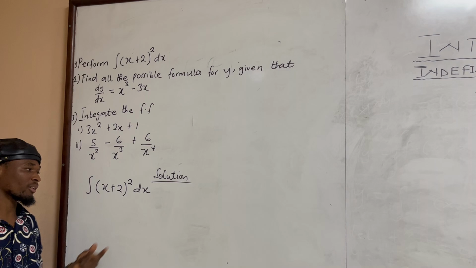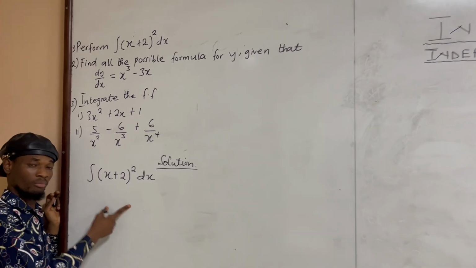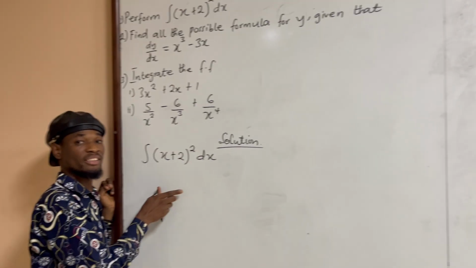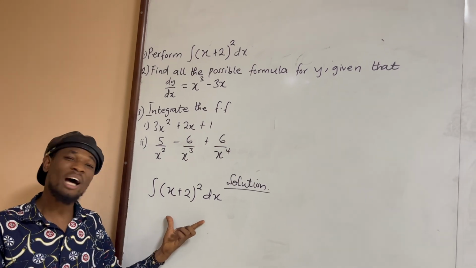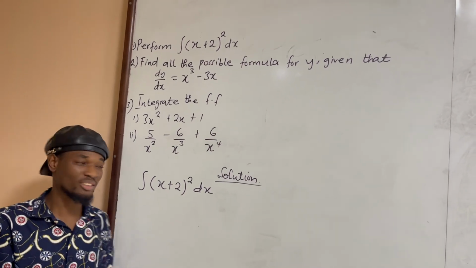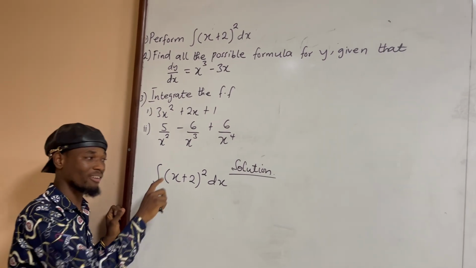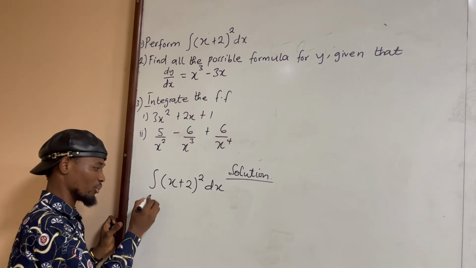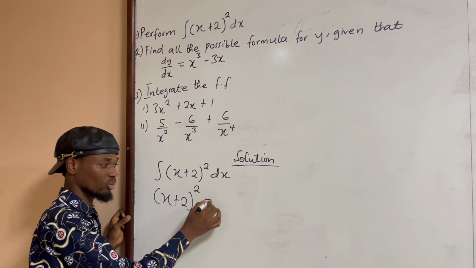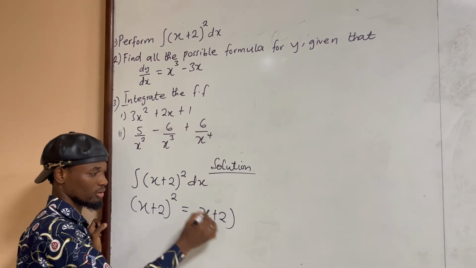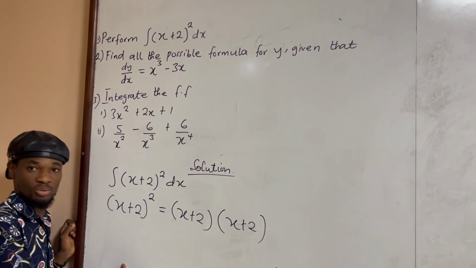Viewers, you can use another alternative approach to solve this question. You can use integration by substitution, but we haven't gotten there yet. So let's use our normal way of doing things to integrate this. Let's tackle the integrand first. We know that x plus 2 all squared is the same as x plus 2 multiplying another x plus 2, right?